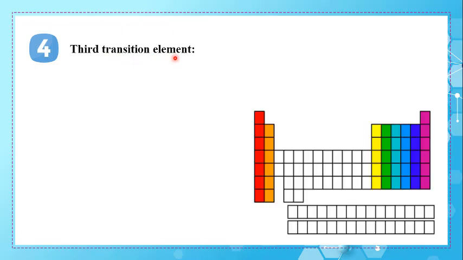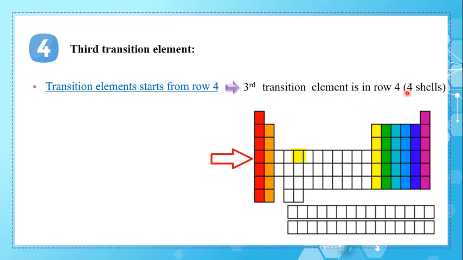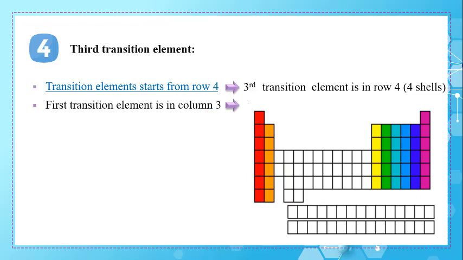As mentioned previously, keep the shape of the periodic table in your minds, so you can know that the transition elements start from row 4. So the first transition element till the 10th transition element are in row 4, and therefore the third transition element is in row 4. And as you know, transition elements start from columns 3 till 12. So the first transition element is in column 3. The second transition element is in column 4. And thus the third transition element is in column 5.